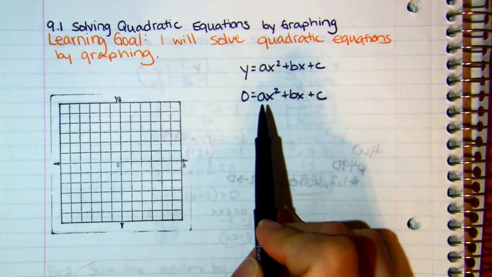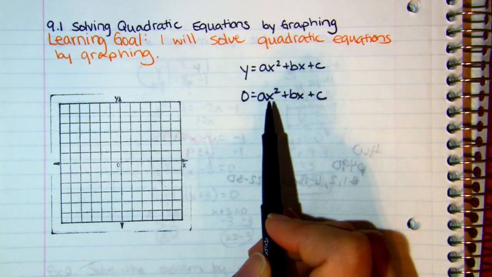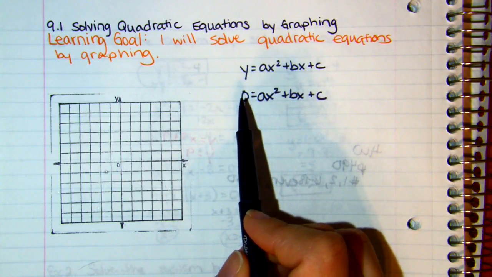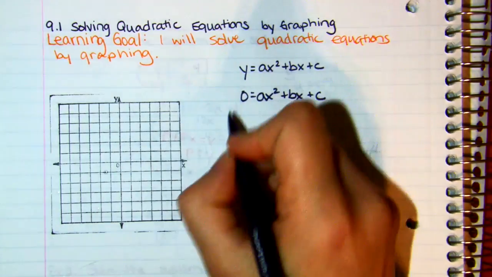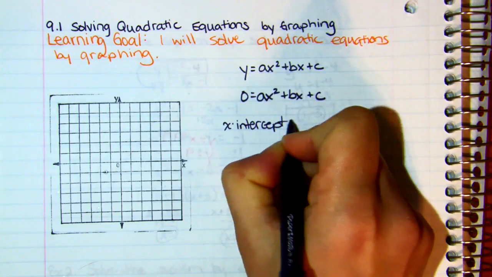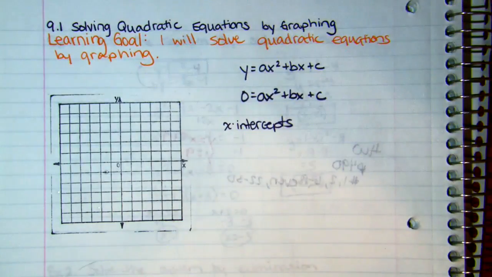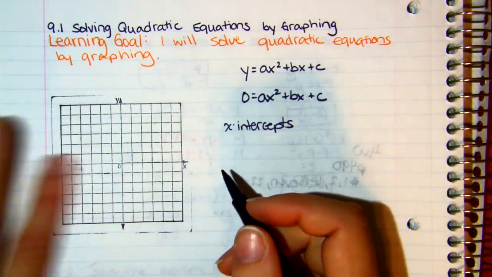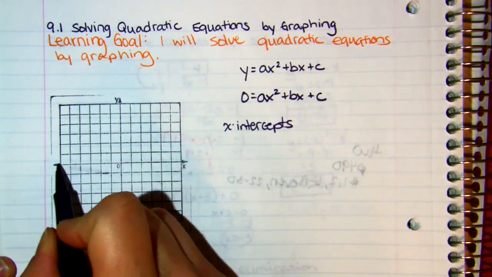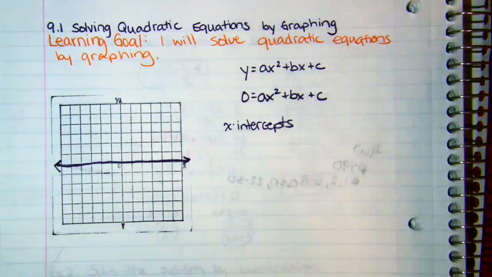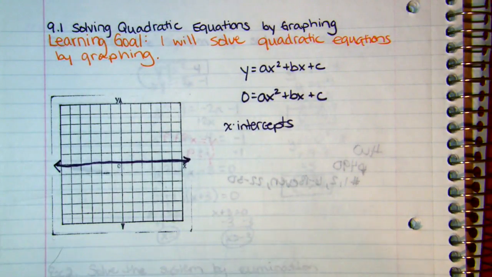So when we're talking about graphs then, we're looking for values of x that make y 0. So really we're looking for the x-intercepts. That's what we're doing when we are solving by graphing, is we're trying to find the x-intercepts. So what we do is we graph our equation, and wherever that graph crosses our x-axis, that's going to be our solution points.